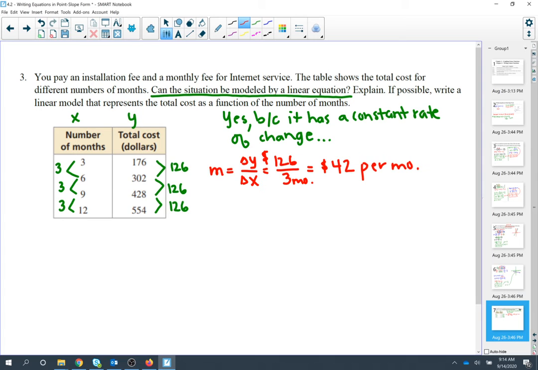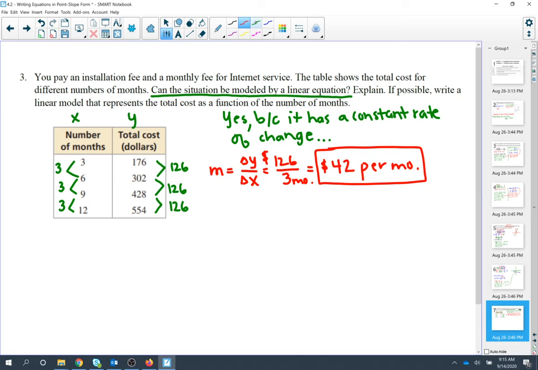Now, if possible, write a linear model that represents the total cost as a function of the number of months. Okay, so I'm going to say, well, I have a slope. Do I have a y-intercept? Meaning a y-intercept is when your x value is 0. So are any of these over here 0? And the answer to that is no.